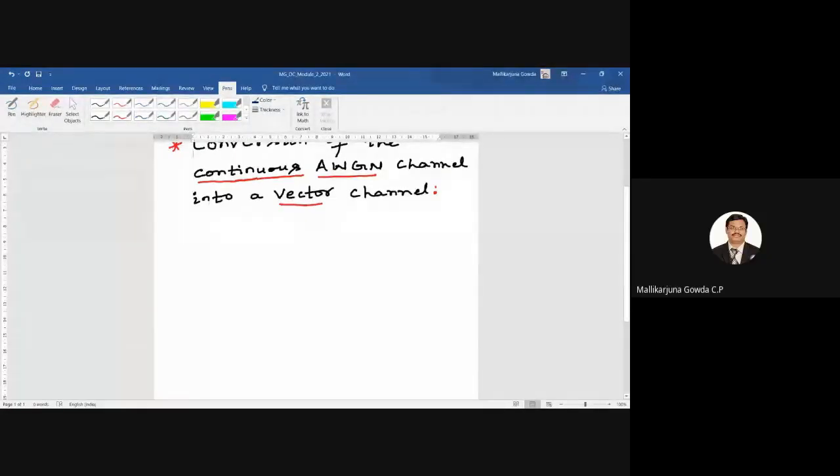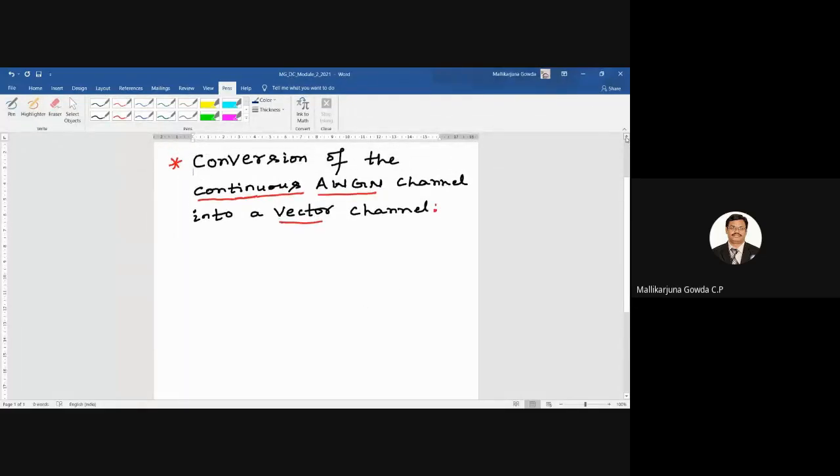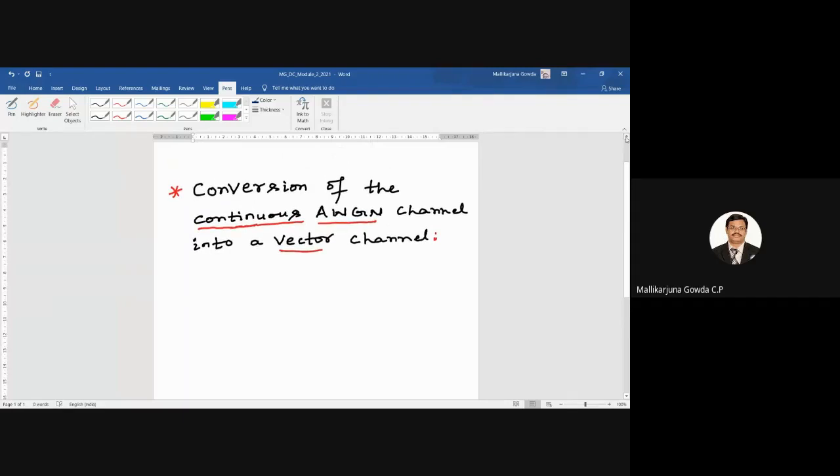Yes, hope you are able to see the Word file, no? Yes, are you able to see this Word file?